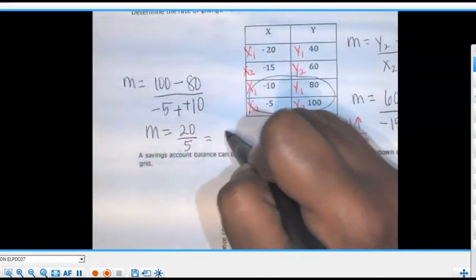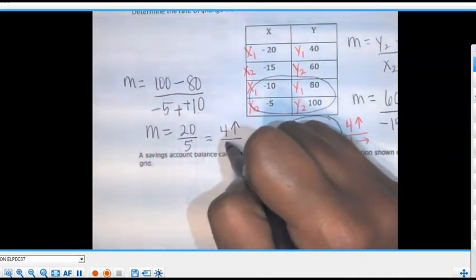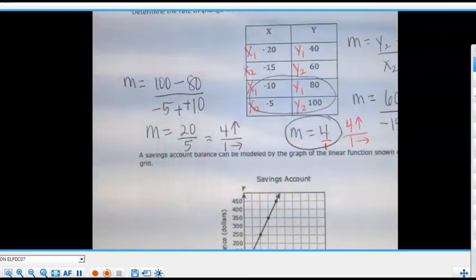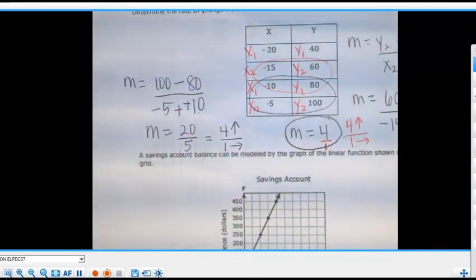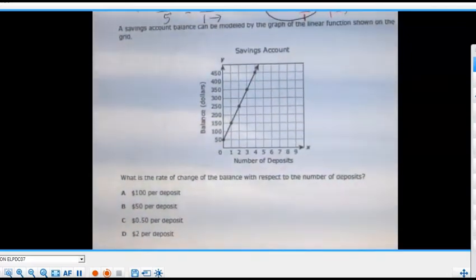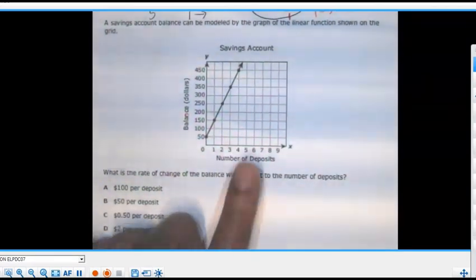And what do you know? Same address. 4 up, 1 to the right. It should always be the same. And if I use these 2 points in the middle, I'll get the same answer. That's the address. All right, now let's look at a graph.